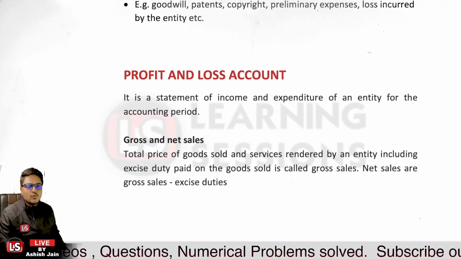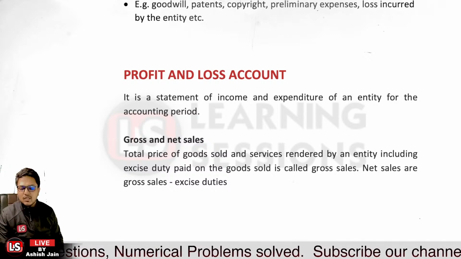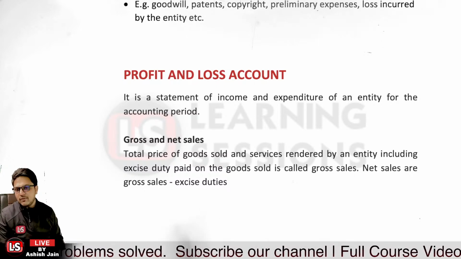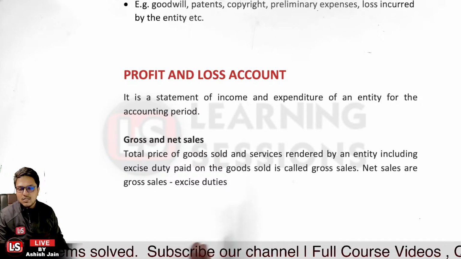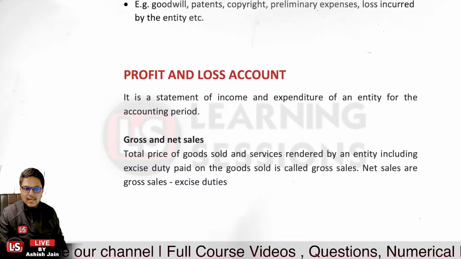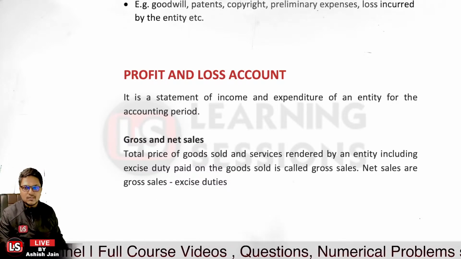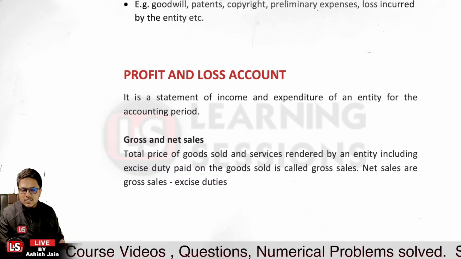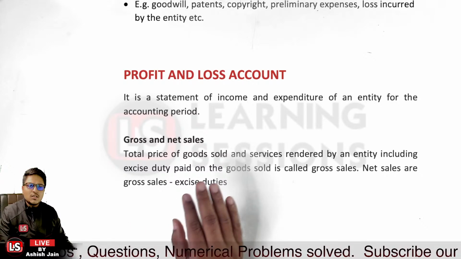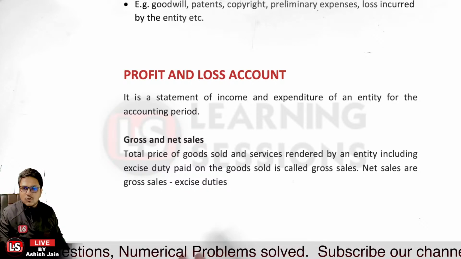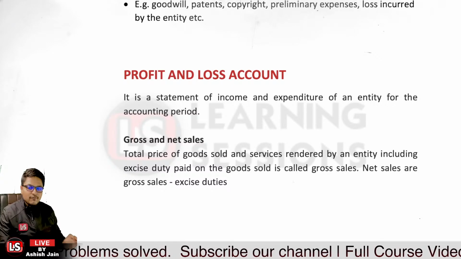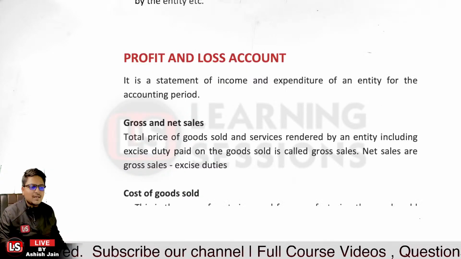Now, what do you mean by gross and net sales? So if I say that I have sold the goods for 20 lakh rupees, that will be my gross sales. And when I subtract the excise duties from the same, that forms the net sales. So the total price of the goods sold, whatever price you have sold the goods for, is basically the gross sales. Okay. And when you subtract the excise duties from the same, that forms the net sales.